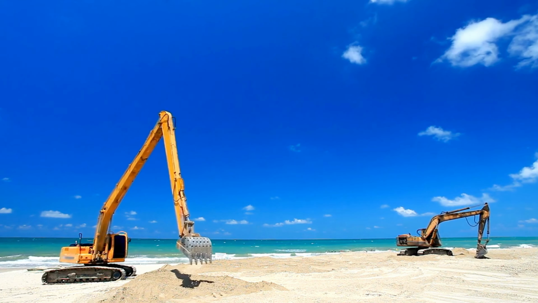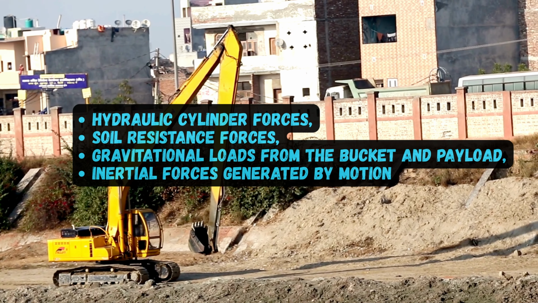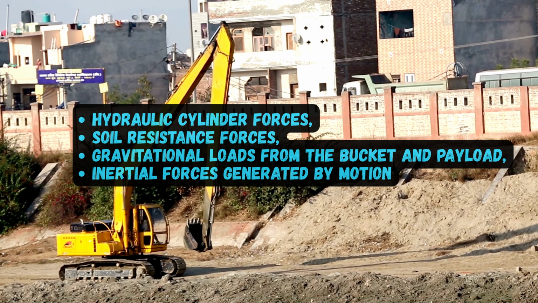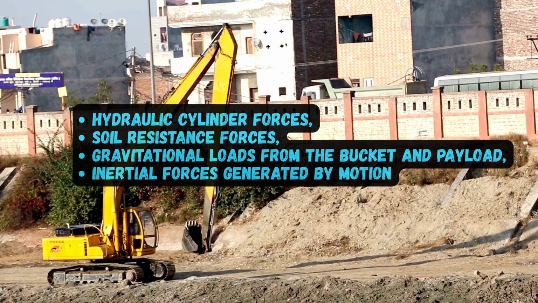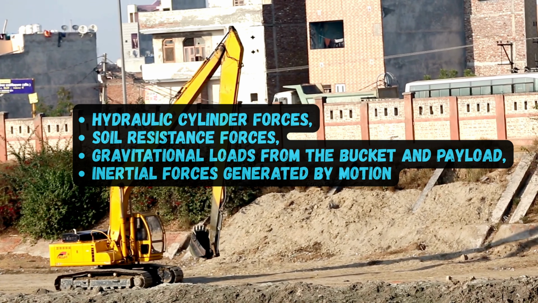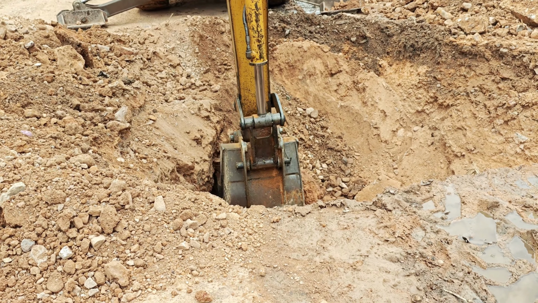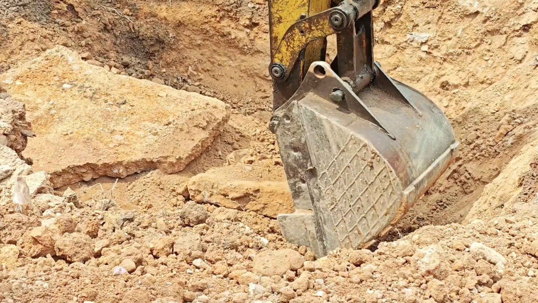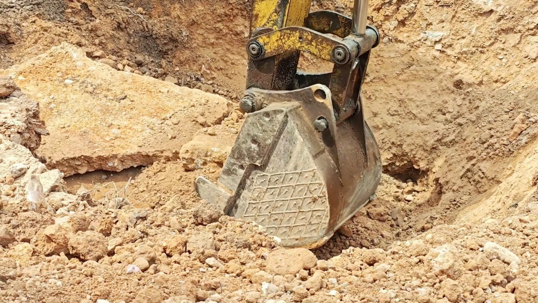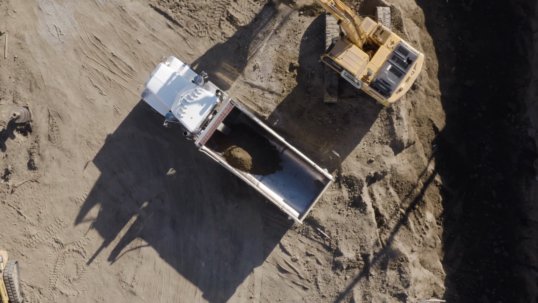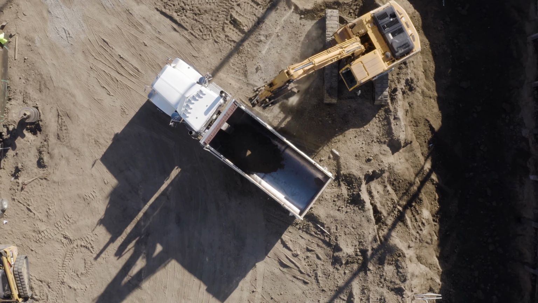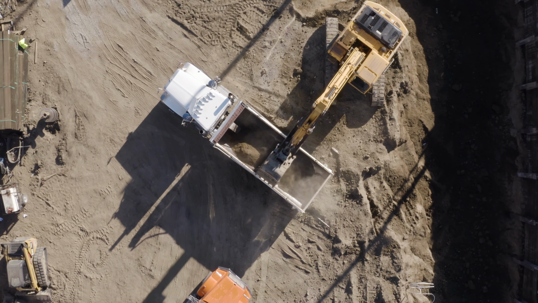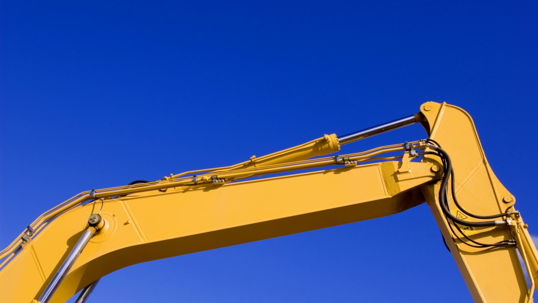These stress fluctuations occur because the excavator structure must simultaneously resist several forces, including hydraulic cylinder forces, soil resistance forces, gravitational loads from the bucket and payload, and inertial forces generated by motion. When the bucket penetrates the ground, large compressive and bending stresses develop in the boom and arm. As the bucket fills with soil and is lifted, the load increases further, producing additional bending moments and shear forces. When the machine swings or stops suddenly, inertial loads introduce dynamic stress variations in the structure. Over thousands or even millions of operating cycles, these repeated stress variations can lead to fatigue failure.